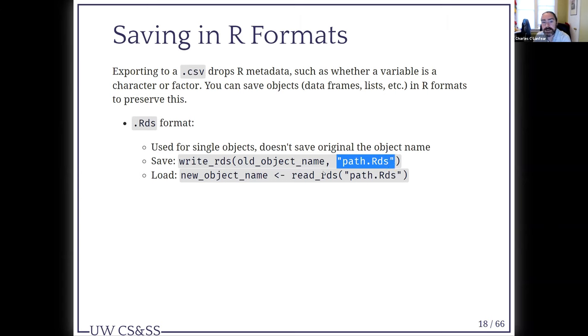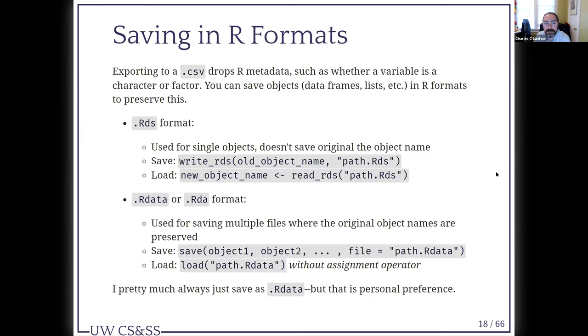When you read it in, if you want to use it, you have to assign it to a new object. You would say read RDS, the particular path I saved it to, assign it to a new object name, and this thing would contain everything that was in the old object. It just wouldn't maintain its original name. You just renamed it here. So if you've got a single object in R that you want to save, RDS files are a good way to do it.